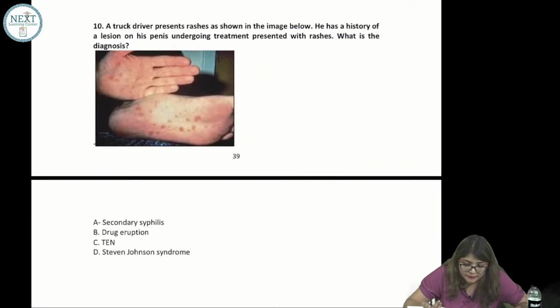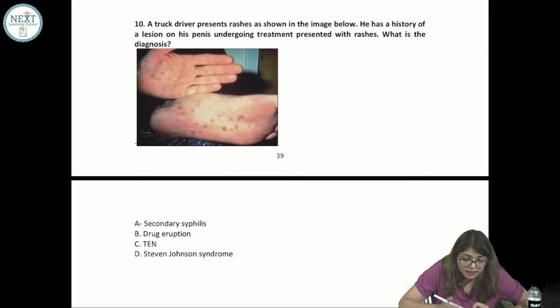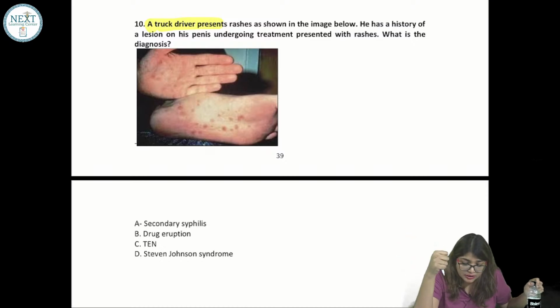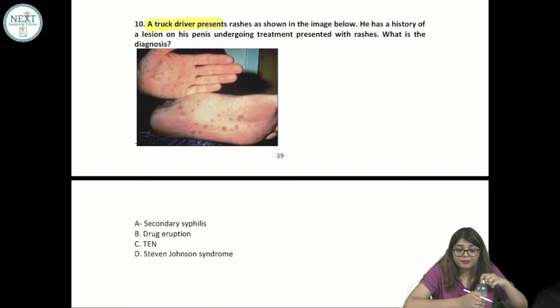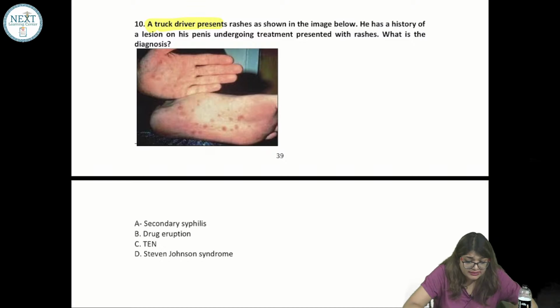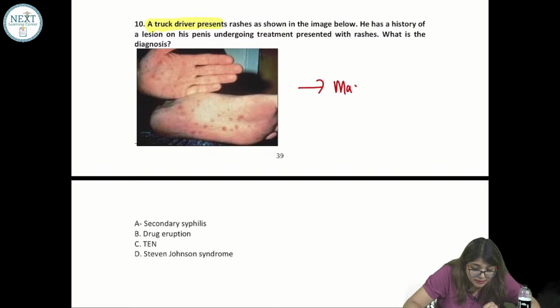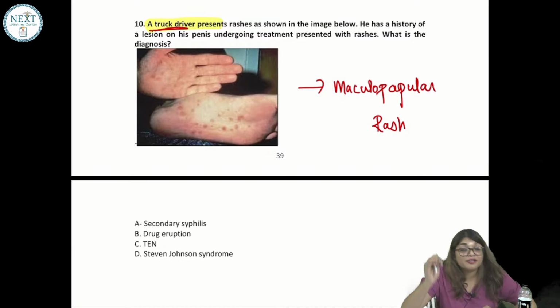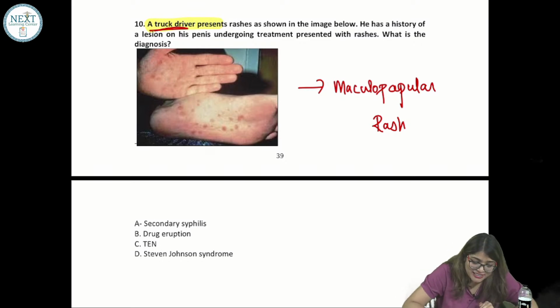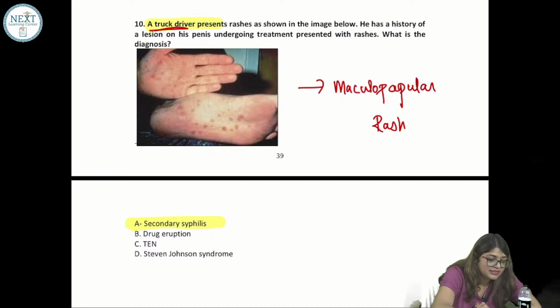What about this one? Read the question properly. It's a very good question. A truck driver presents with rashes as shown in the image below. He has a history of lesion on the penis, undergoing treatment, presented with rash. What is the diagnosis? It is a maculopapular rash, and it has given a truck driver. Everyone knows truck drivers tend to sleep around, right? So yes, this is secondary syphilis. Very good.